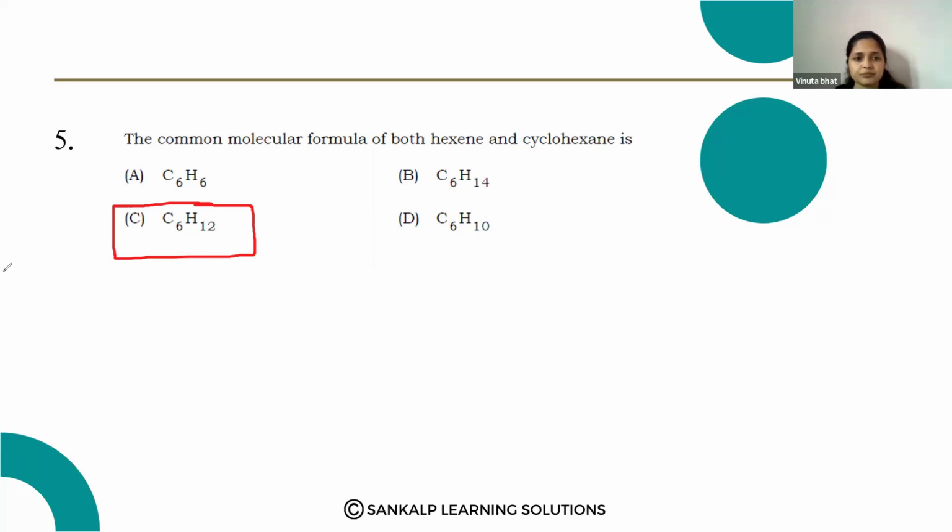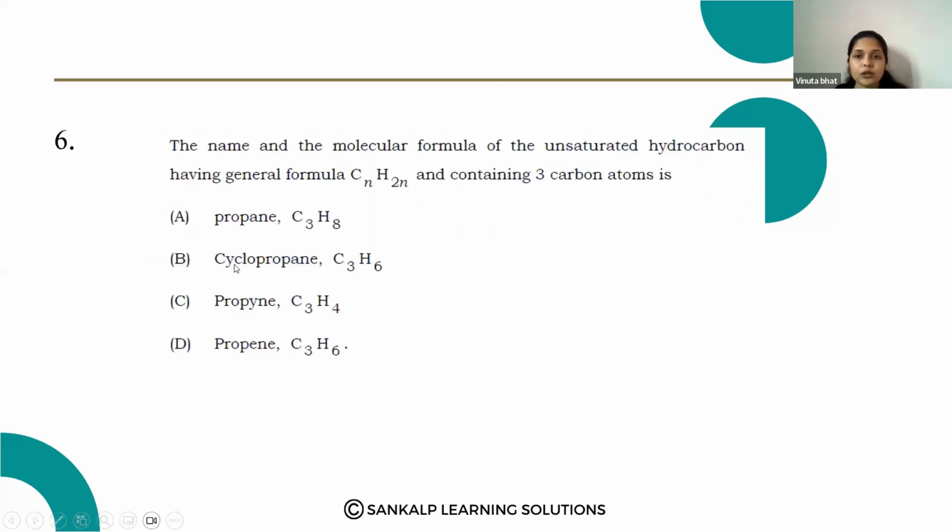Next question. The name and the molecular formula of the unsaturated hydrocarbon having general formula CnH2n and containing 3 carbon atoms is: here, the name and the molecular formula. So an unsaturated hydrocarbon means one having a double bond or triple bond between the carbon atoms. So which has the general formula CnH2n? CnH2n is the general formula for the alkene.